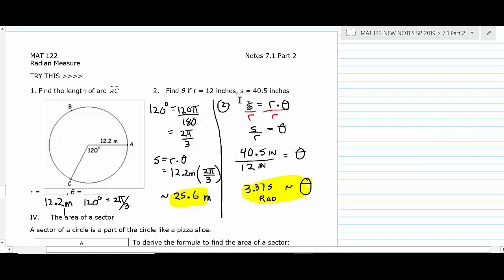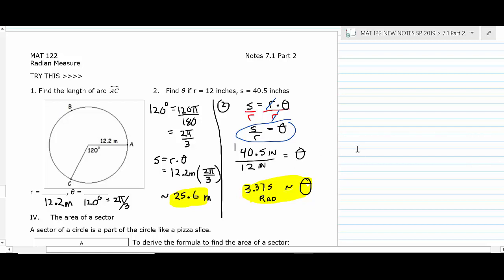You could have just plugged in at the beginning, but since I'm finding theta, I divided both sides of my formula by r, and by doing that, I just rearranged it so I have this formula. Then I just did s, which I gave you, r, which I gave you, divided on the calculator, and boom, I'm done. Okay, that's it. That's the way I'd do that.